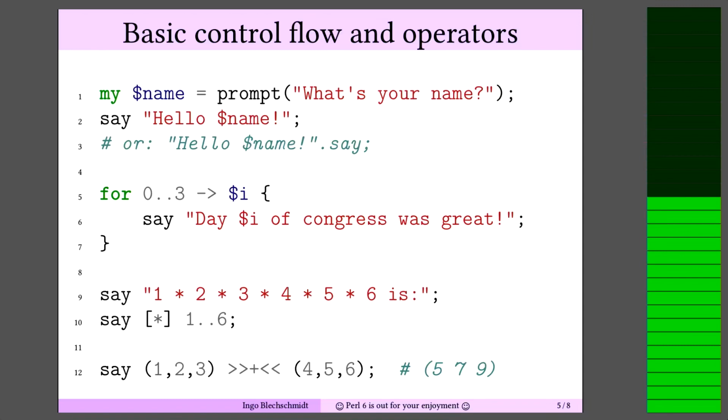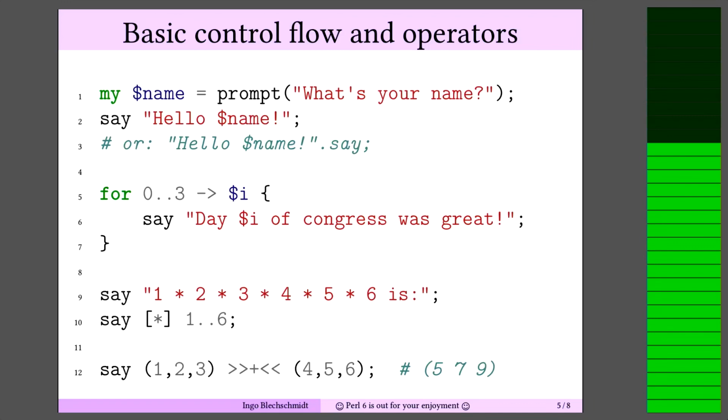In line 10, you see that Perl 6 is still an operator-based language. So there's a principled way to create new operators out of given ones. This one is called a hyper-operator. If you have an ordinary operator, in this case the star, then you can put brackets around it, and then it will be an operator which you can apply to a list. The result will be that the operator is applied between any two elements of the list. So this is a nice way of calculating the factorial of 6.